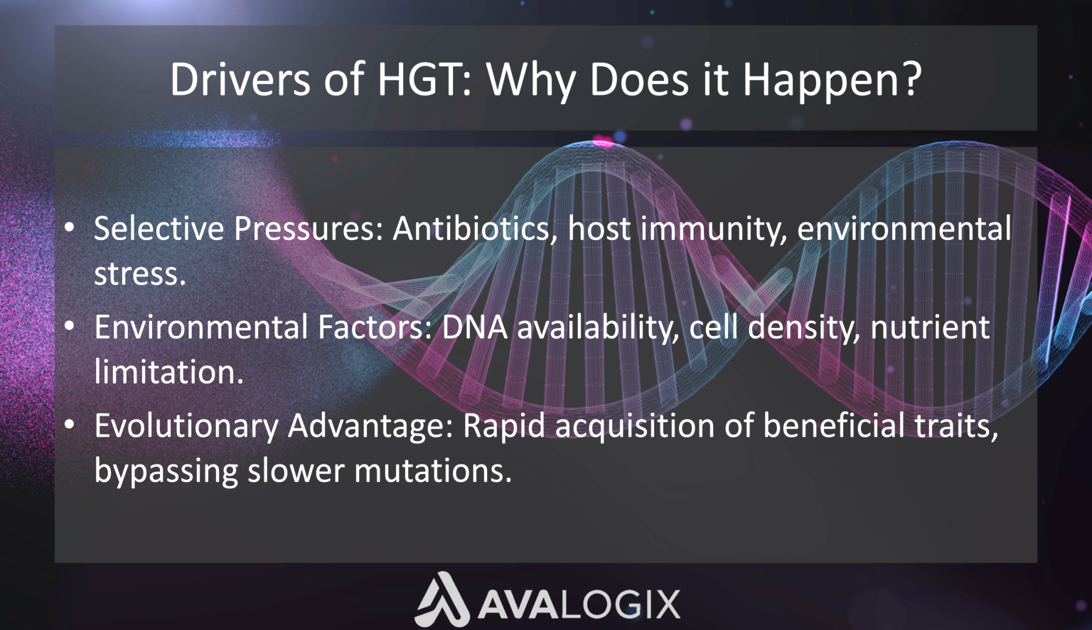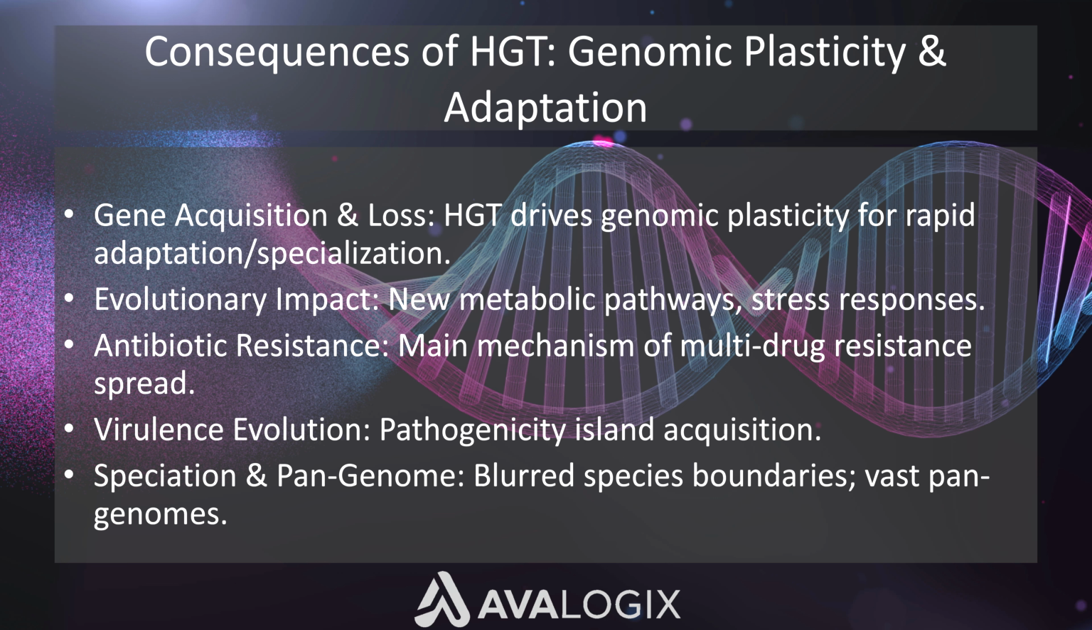The consequences of horizontal gene transfer, HGT, are profound, driving genomic plasticity and rapid adaptation in bacteria. Unlike eukaryotes with relatively stable genomes, bacterial genomes are dynamic, constantly gaining or losing genes. This ongoing genetic flux means bacterial genomes aren't fixed blueprints, but adaptive platforms, rapidly reconfigured in response to environmental pressures. This enables bacteria to exploit new niches and survive in extreme conditions with exceptional speed.